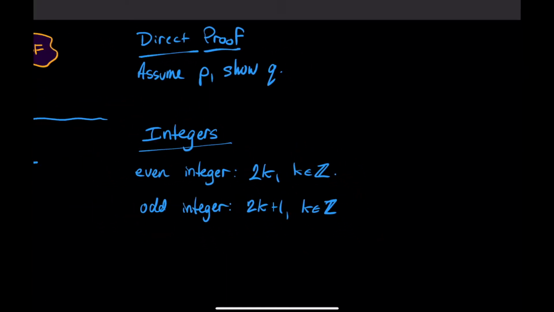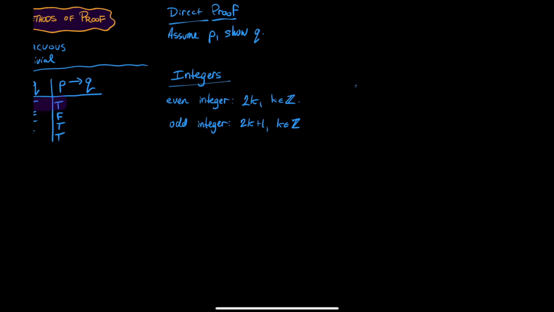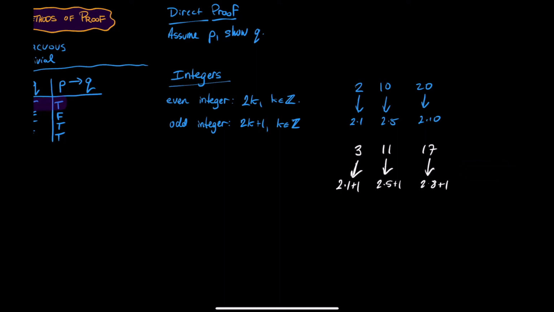And you can see that's right, because if we take something like 2 or 10 or 20, these are always going to be 2 times something: 2 times 1, 2 times 5, 2 times 10. And similarly, if we look at 2k plus 1, if I have 3 or 11 or 17, this would be 2 times 1 plus 1, 2 times 5 plus 1, 2 times 8 plus 1. So any even can be given by 2k, any odd can be given by 2k plus 1. And that's just for integers. Only integers can be even and odd. But those are the ones that we look at the most.